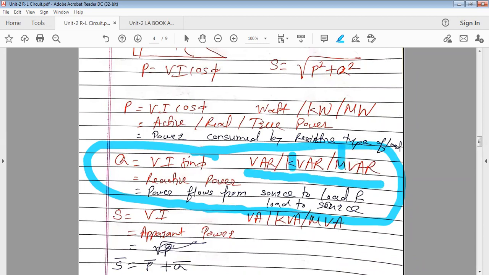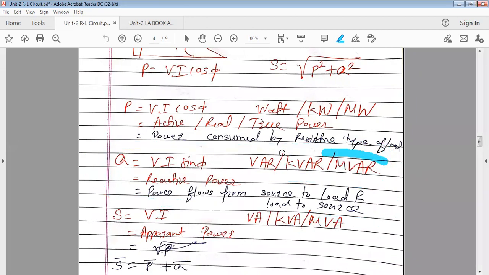K means into 10 to the power 3. Capital M means into 10 to the power 6. Right. Same is here: watt, kilowatt, megawatt. Same thing. Kilo means 10 to the power 3. Megawatt means 10 to the power 6.